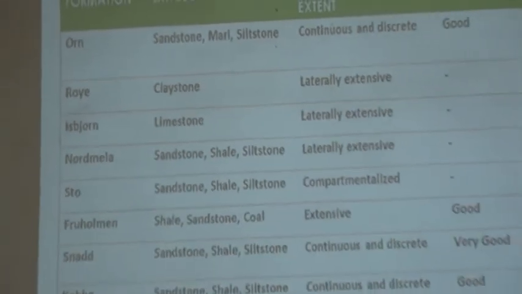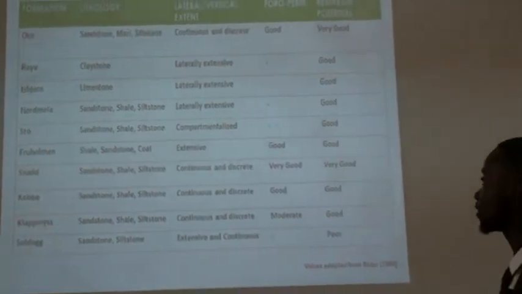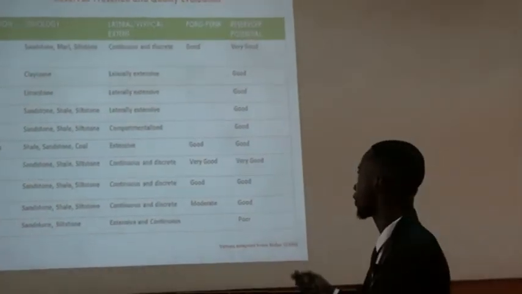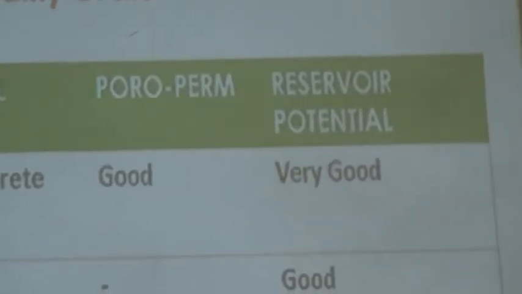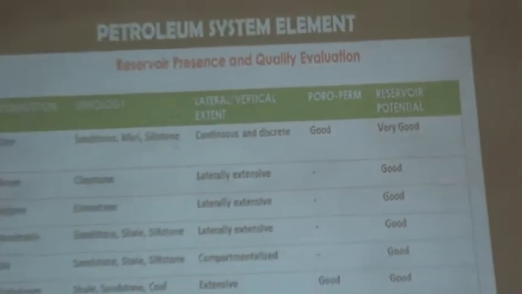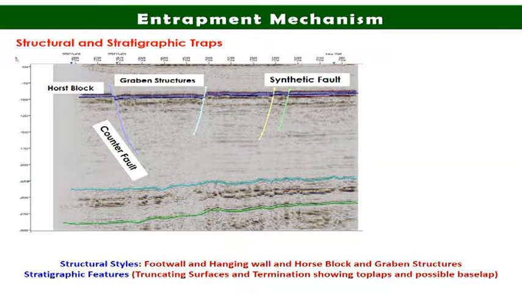We also have the varying lithologies, the major lithologies rather, as being sandstone and limestone, whether continuous or discrete, laterally extensive or compartmentalized, as the case may be. We also looked at the poroperm character and evaluated the reservoirs. And also, I would like us to take note that the On formation has a very good reservoir potential.